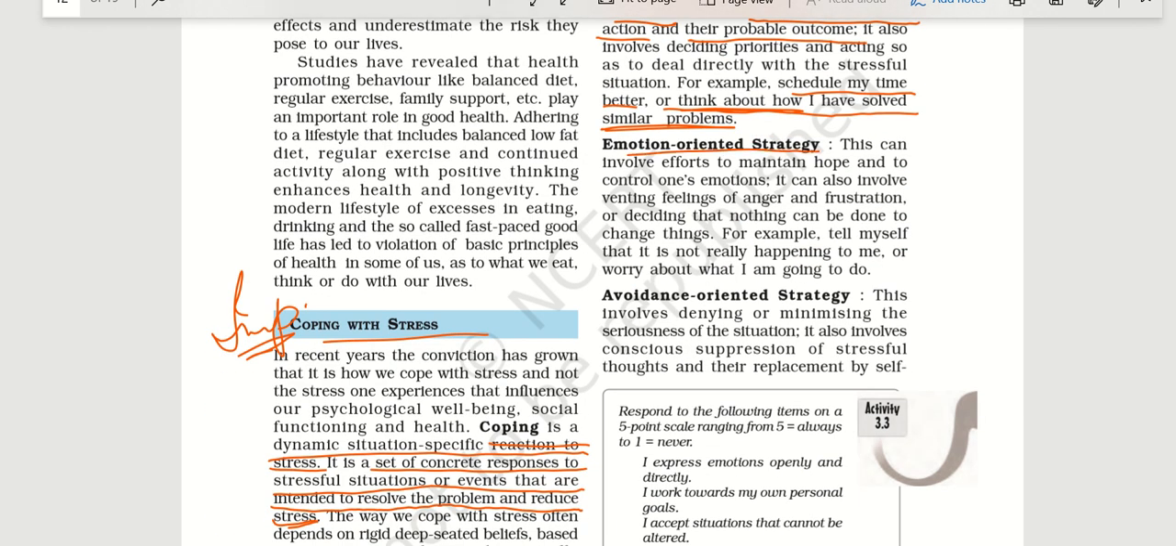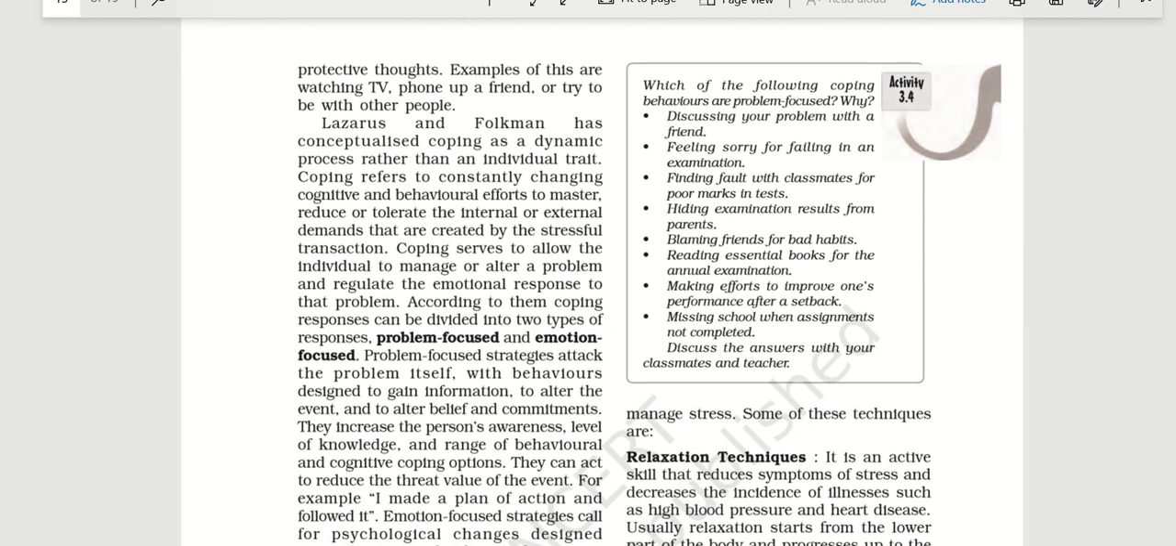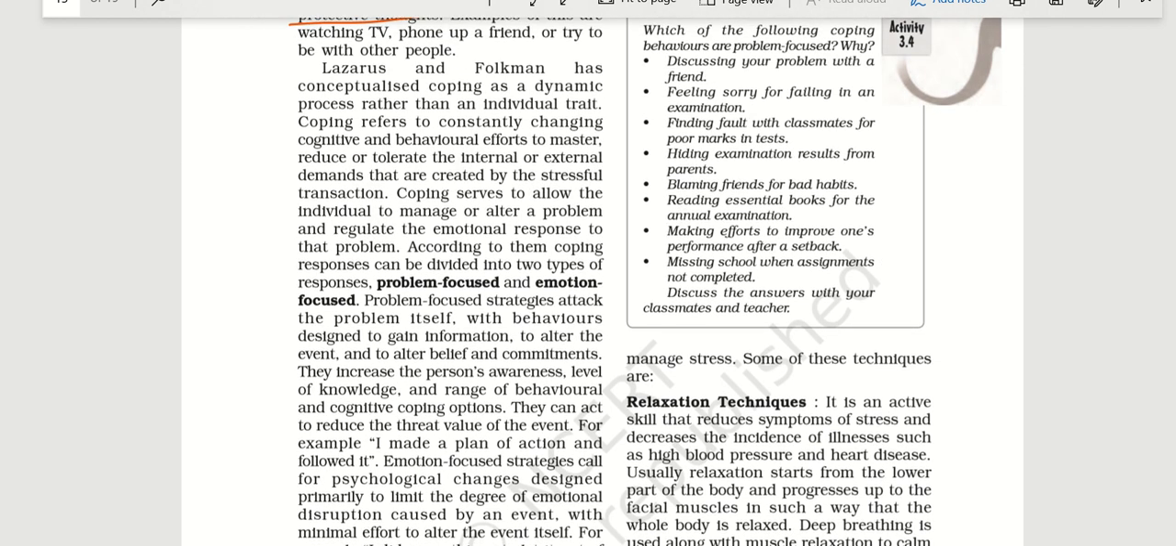Then we have the emotion oriented strategy. This can involve efforts to maintain hope and to control one's emotions. It can involve venting feelings of anger and frustration or deciding that nothing can be done to change things. So that is your emotion oriented. Now we have the avoidance oriented strategy. This involves denying or minimizing the seriousness of the situation. It also involves conscious suppression of stressful thoughts and their replacement by self protective thoughts. So those are your three strategies.